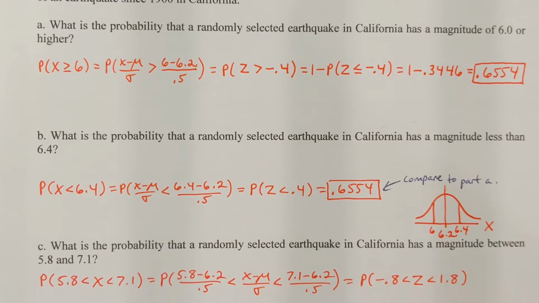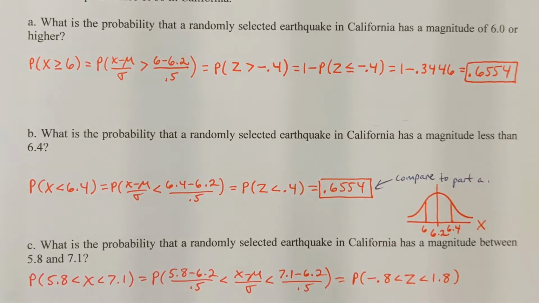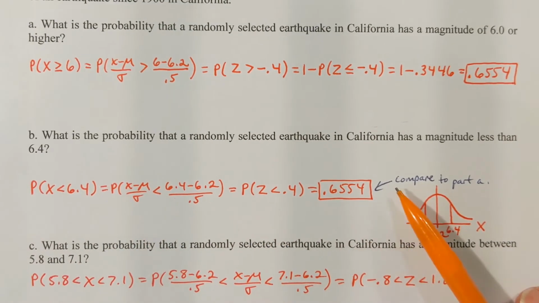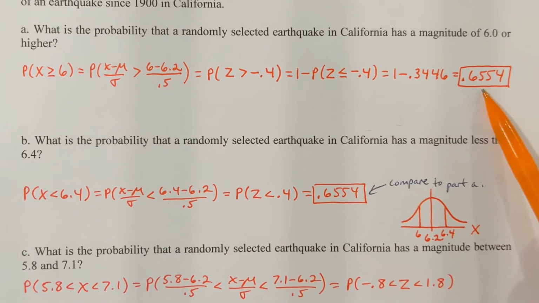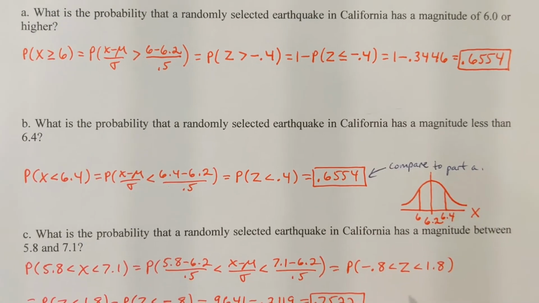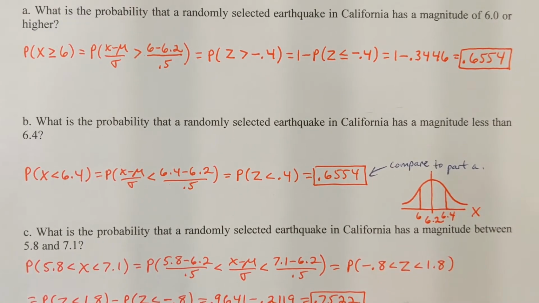The interpretation then would be to say that if we were to look at all the earthquakes that have ever happened in California going back to 1900 and we randomly select one of them, there is a 65.54% chance that the magnitude of that earthquake would be some number less than 6.4 on the Richter scale. Now, if you compare this number to what we had in part A, they are the exact same number, and why that happened is because of the symmetry of the bell curve.